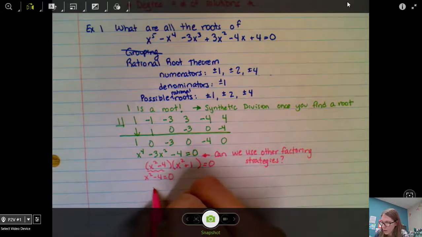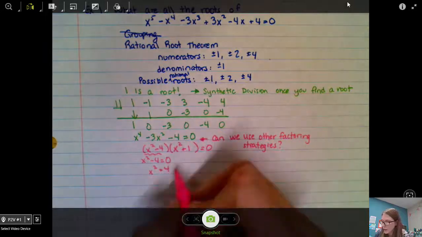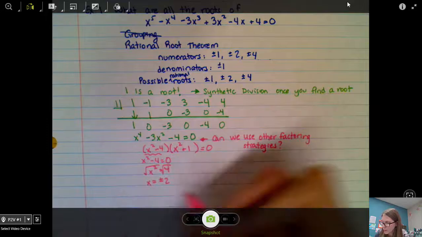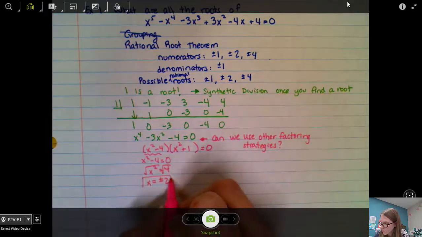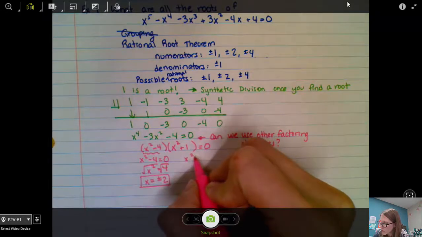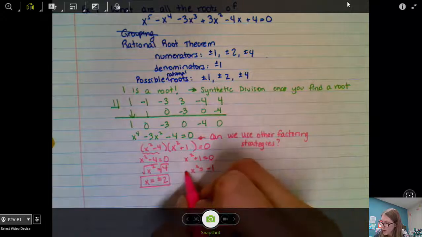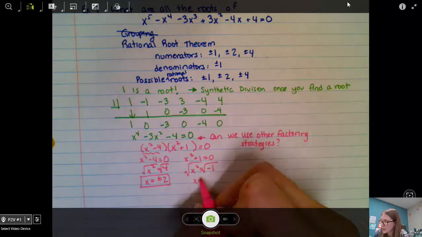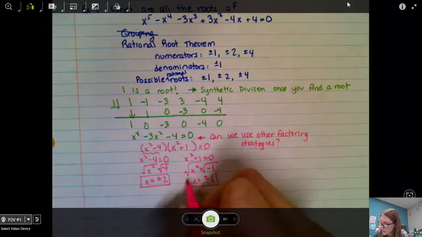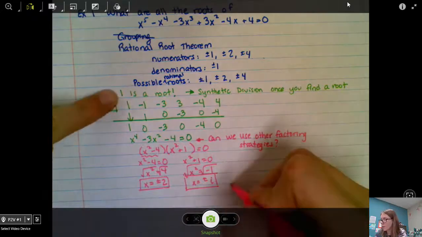X squared minus 4 equals 0 when x squared is 4. Square root both sides. X is plus or minus 2. X squared plus 1 equals 0 when x squared is negative 1. Square root both sides, we get x is plus or minus the square root of negative 1, which is i. And then we already knew that 1 was a root.